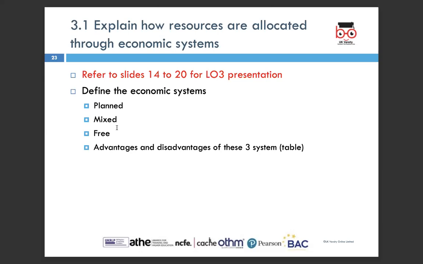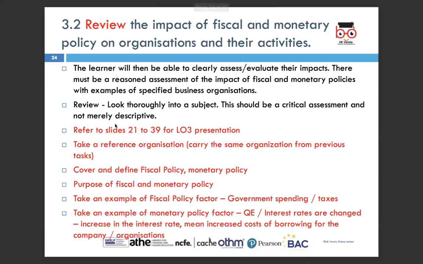Also, an argument that may be made by certain economists is that the freedom that is obtained by having a free economy leads to an increase in personal freedom. So these were basically the advantages. So you can write about the advantages and disadvantages of these three systems: planned, mixed, and free.